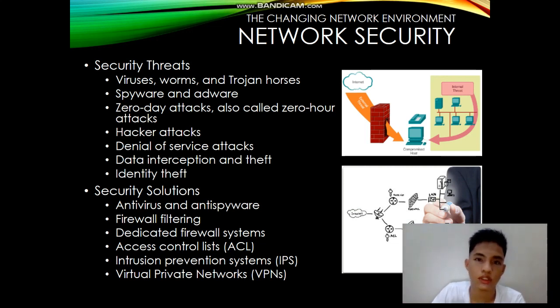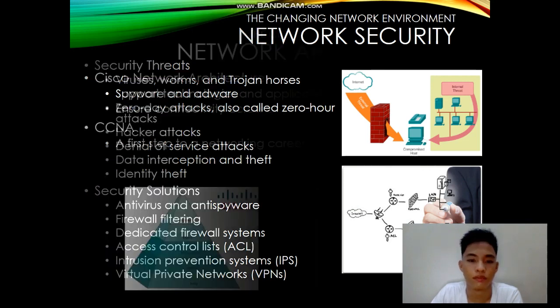Here are some solutions that we may use to prevent security threats. Security solutions include antivirus and antispyware, firewall filtering, dedicated firewall systems, access control lists, intrusion prevention systems or IPS, and virtual private networks or VPNs.